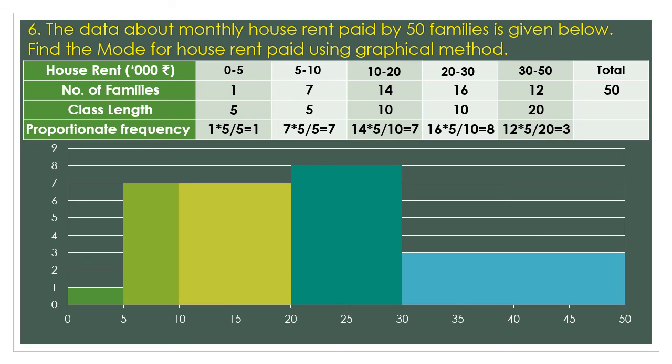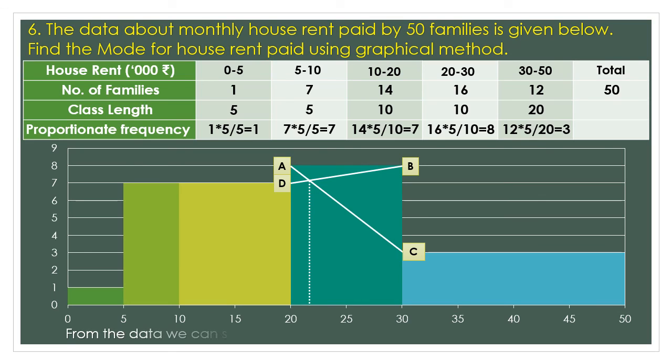Now the maximum bar, the highest frequency here is 8, the proportionate frequency, and we have to use the same thing for calculating mode. So the 4 points A, B, C and D will be here. We will connect these points with each other, and the intersection point will get us the answer, which is 22. It looks like 22, so that is 22,000 rupees. So from the data we can say that the mode of house rent is around 22,000 rupees.